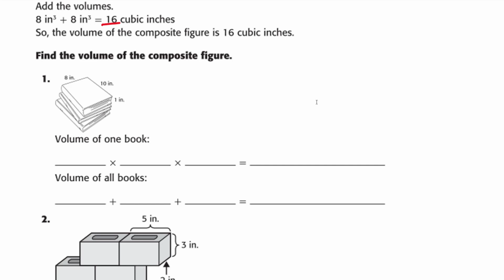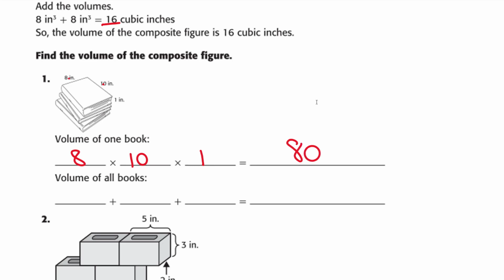So we have the length times the width times the height. We're going to say easy cheesy. 8 times 10 is 80 times 1. And they give you places here to write that in. So let's put it down there. 8 times 10 times 1. And don't forget your units, guys. 8 times 10 is 80 times 1 is still 80.